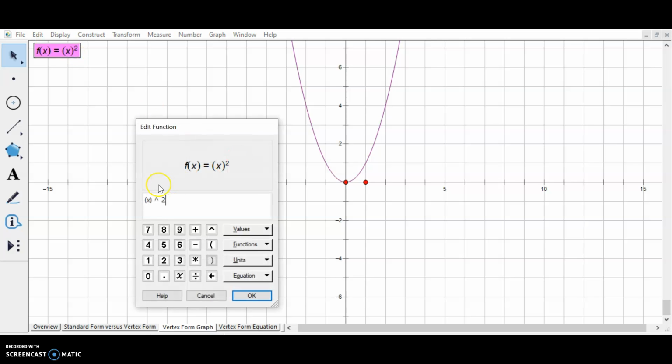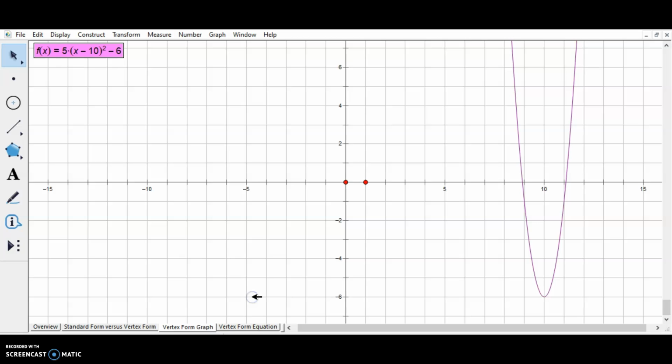Just double click on the parabola and you can alter this however you want. Maybe you want to add a 5 in the front. Maybe you want it to say -10, and then maybe you want to say, oh, let's mix it up. Let's go -6. We want to see how this graph looks. All right, so it jumped all the way over here.